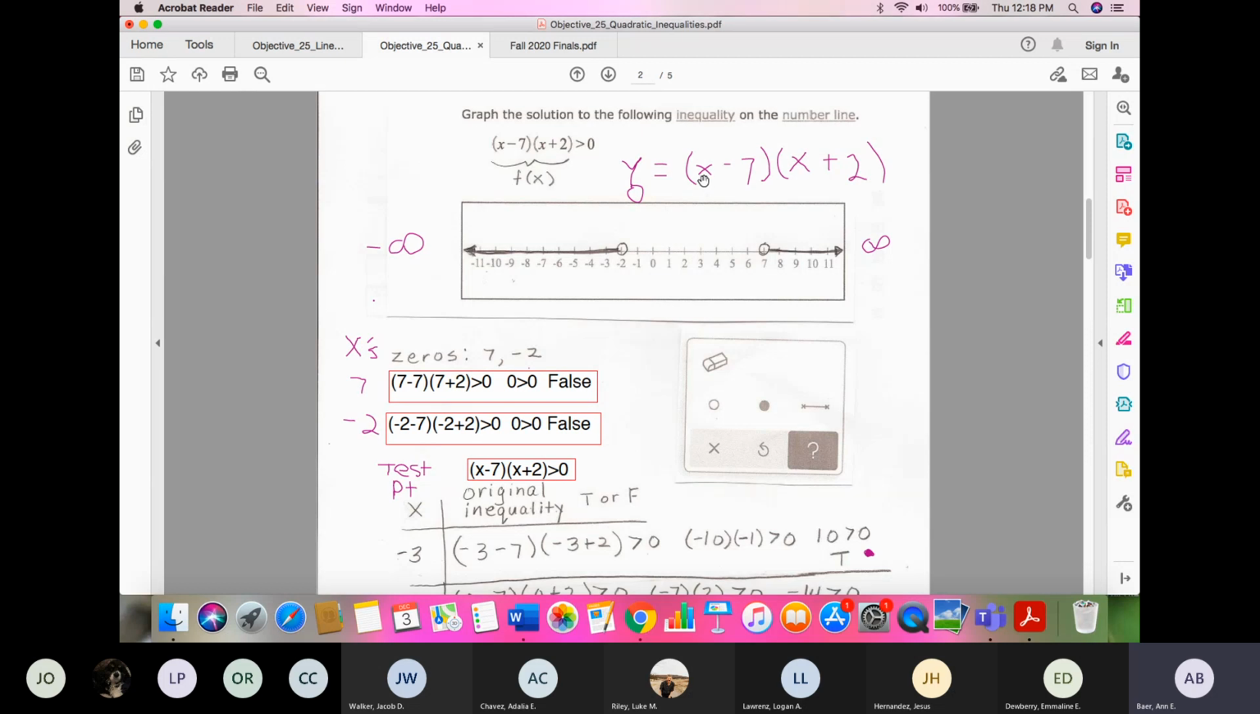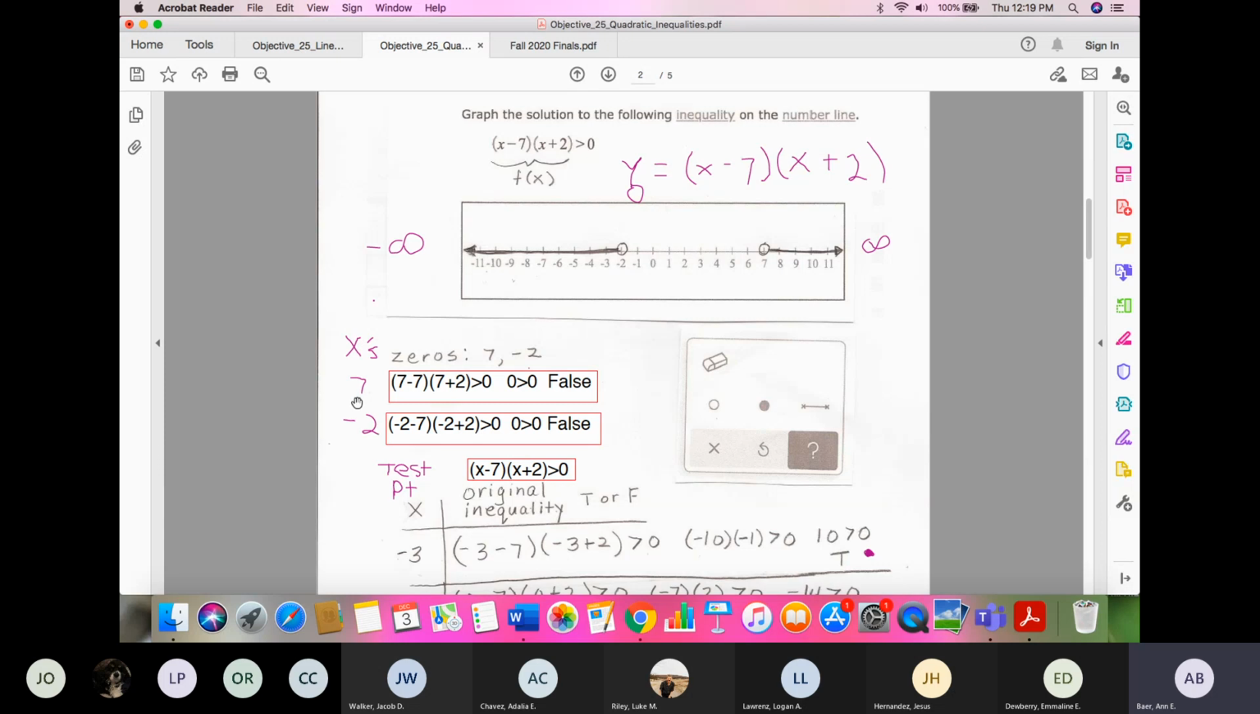And I think by now we know that if we have a factor of x minus 7, the opposite sign, positive 7, is a 0. And for this one, negative 2 is going to be a 0. So our x's, which are our zeros, are 7 and negative 2. Our sheet tells us to check each 0 in the original inequality. Hopefully you copied it down.